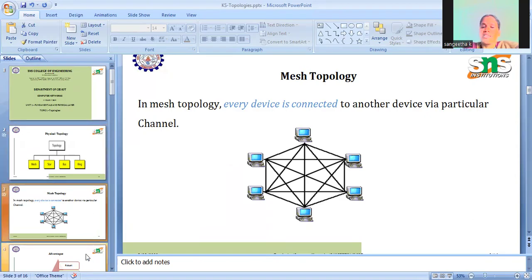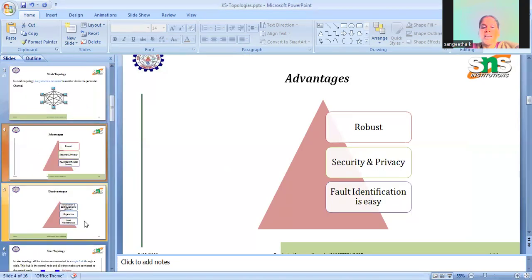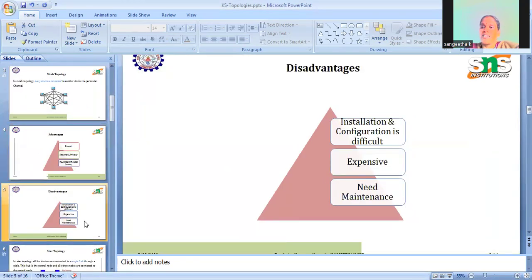While taking this, there are several advantages. Because each node has a dedicated link, security and privacy are preserved. Also, if any failure occurs, we can easily identify where it is located. The channel capacity is allocated only for those two devices, and it is robust also. While we consider the disadvantages, for making this kind of connection, the installation and configuration cost is high, so it is very expensive. Whenever we want to reconfigure, add an extra node, or remove a node, it needs more maintenance. So these are the disadvantages here.